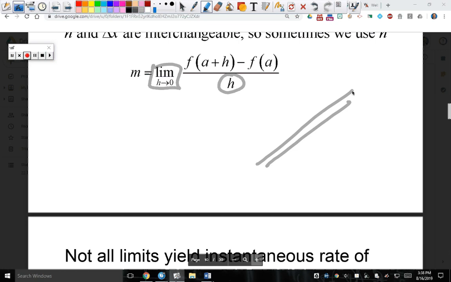Questions? Yeah? So the formula up on the board is the instantaneous rate of change? Yeah. This is the instantaneous rate of change. It's called the derivative. It's called the derivative because the derivative is measuring at an instant what is your rate of change. Can someone tell me the application?